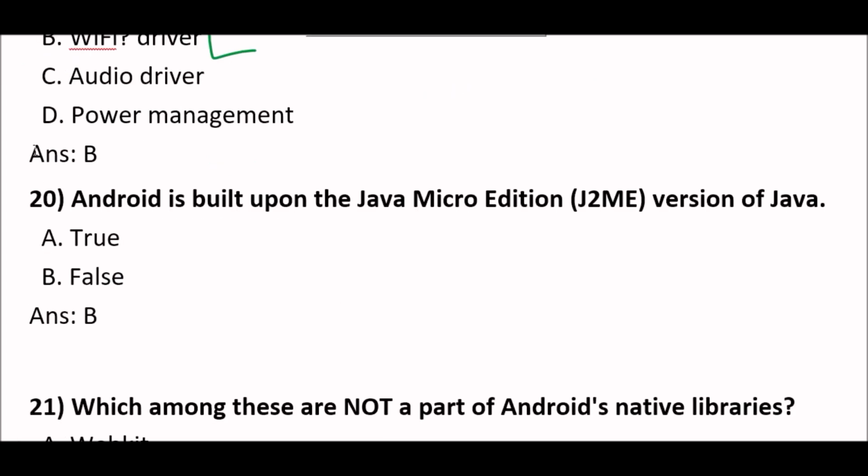Next question. Android is built upon the Java Micro Edition J2ME version of Java. Is it true or false? It is false. Because the main languages for Android are Java and nowadays Kotlin.